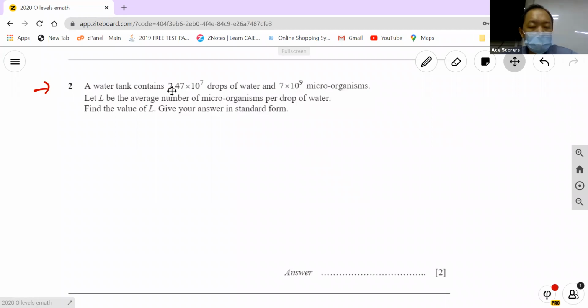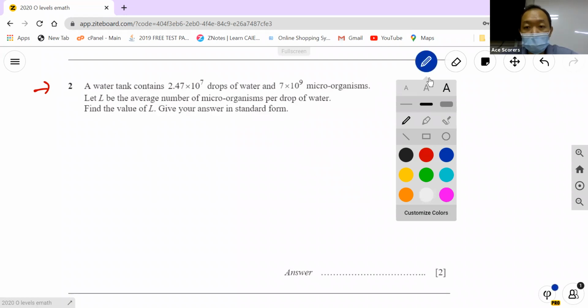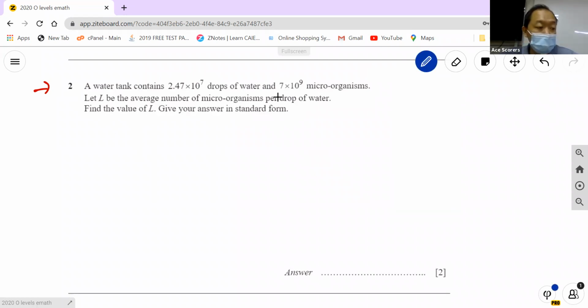So the water tank has 2.47 times 10^7 drops of water. So this is a lot. Let L be the average number of microorganisms per drop. So find L. I need to take this divided by this, which we can actually use a calculator to do. It's not that difficult. You can use a calculator, but just write your answers in standard form.